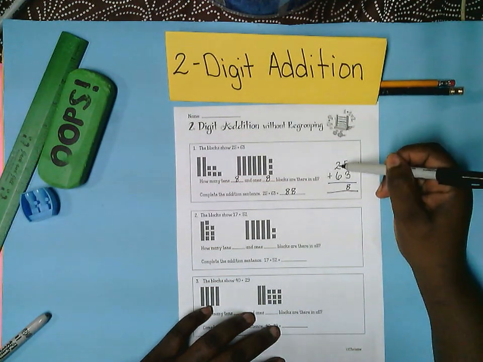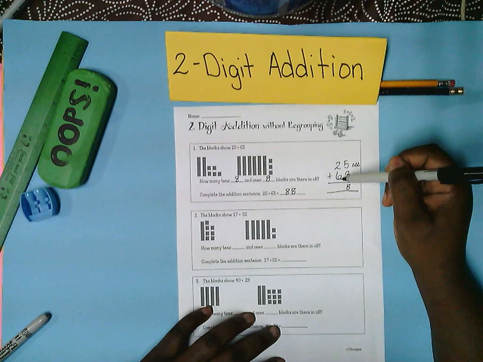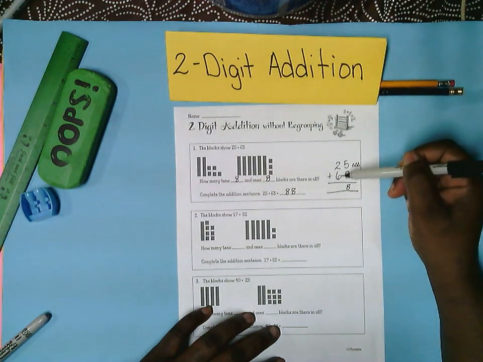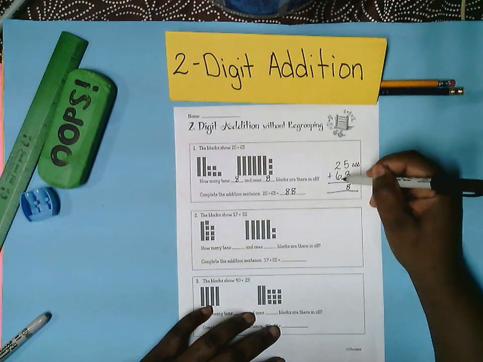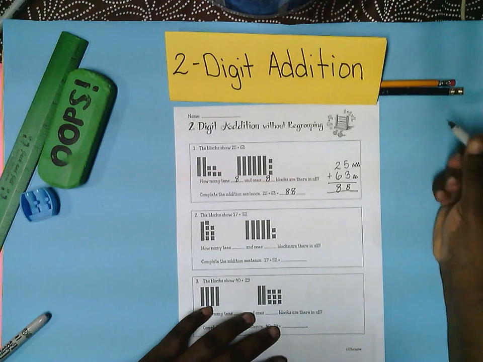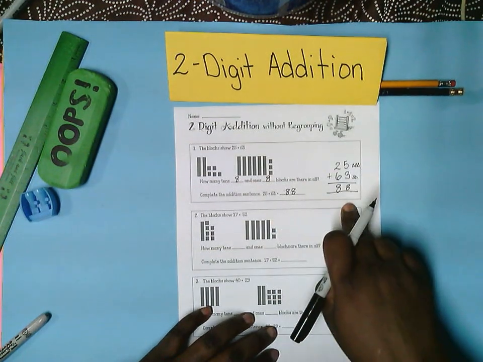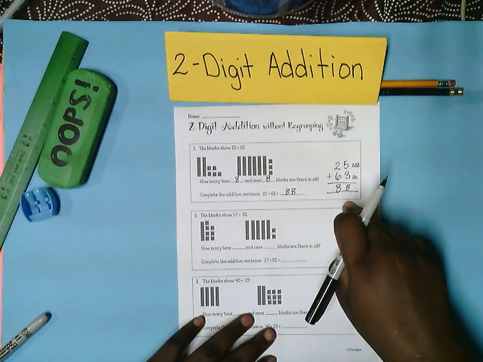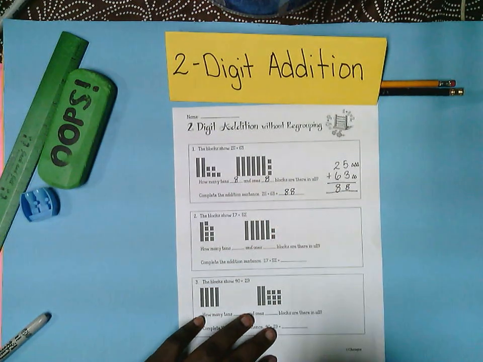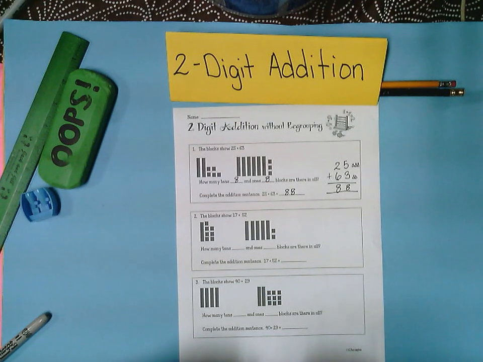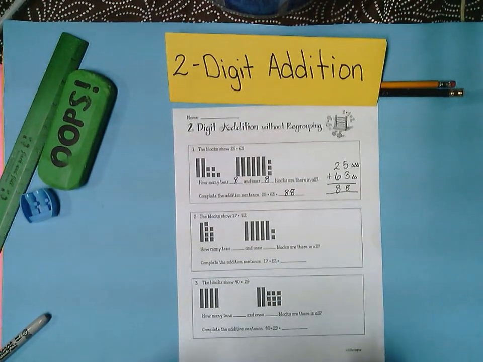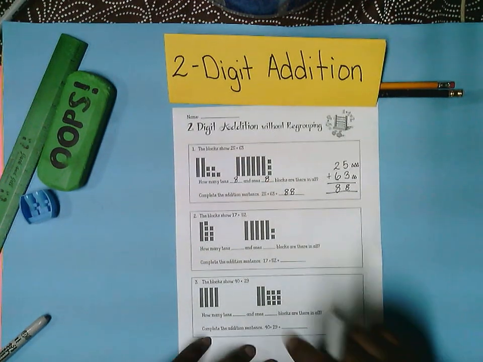So we have 2 tens plus 6 tens. So we'll start with the larger number and count on. We go 6 plus 2, 6, 7, 8. 88. So no matter which way we do it, the sum or the total is still the same. 25 plus 63 gives us 88. Okay, so let's move along.